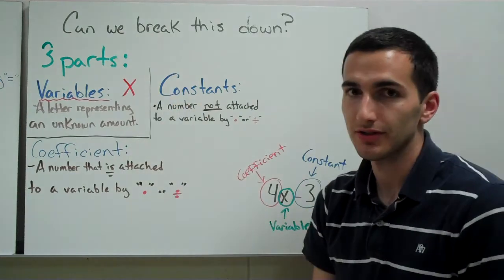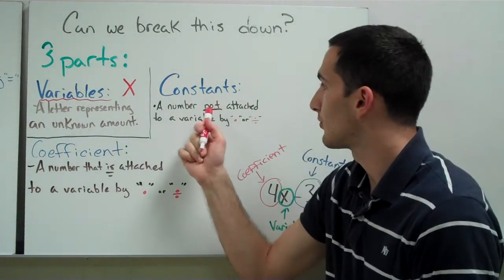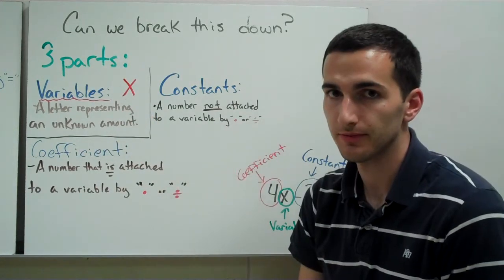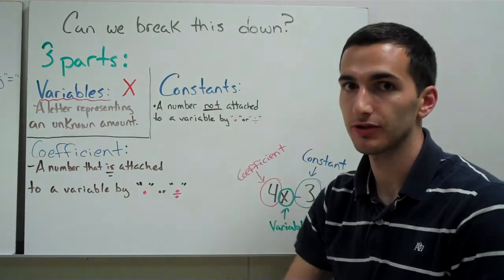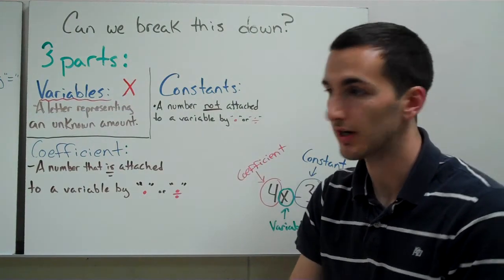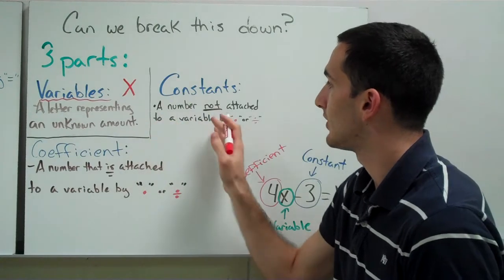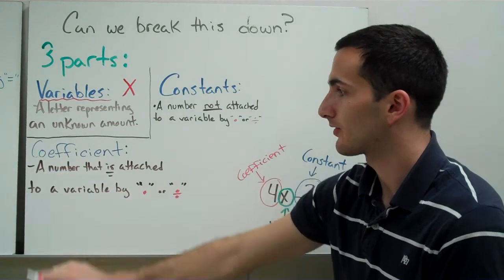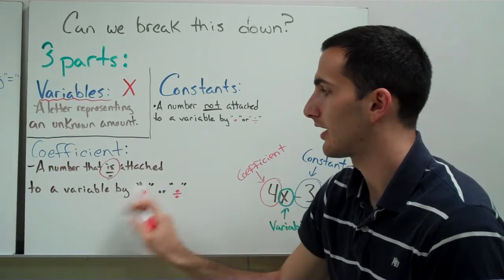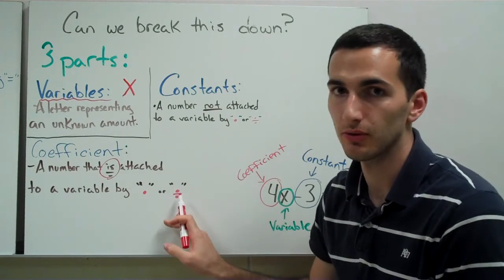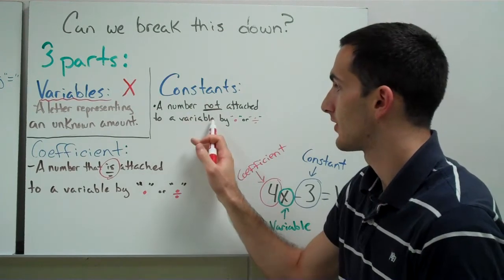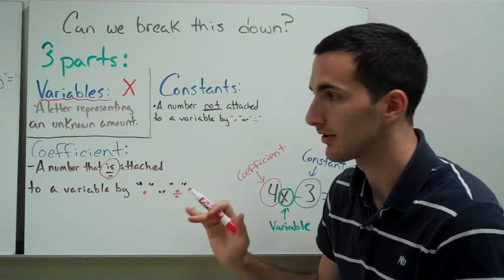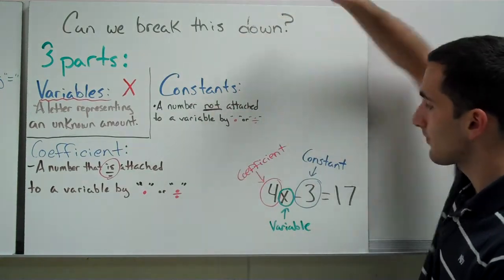We also have constants in linear equations. A constant is a number that is not attached to our x, our variable, by multiplication or division. Only multiplication and division. It can be attached by addition or subtraction. Then we have our coefficients, which is a number that is attached to a variable by multiplication or division. Okay? Constants not attached by multiplication or division. Coefficients are attached by multiplication or division. Nothing else.